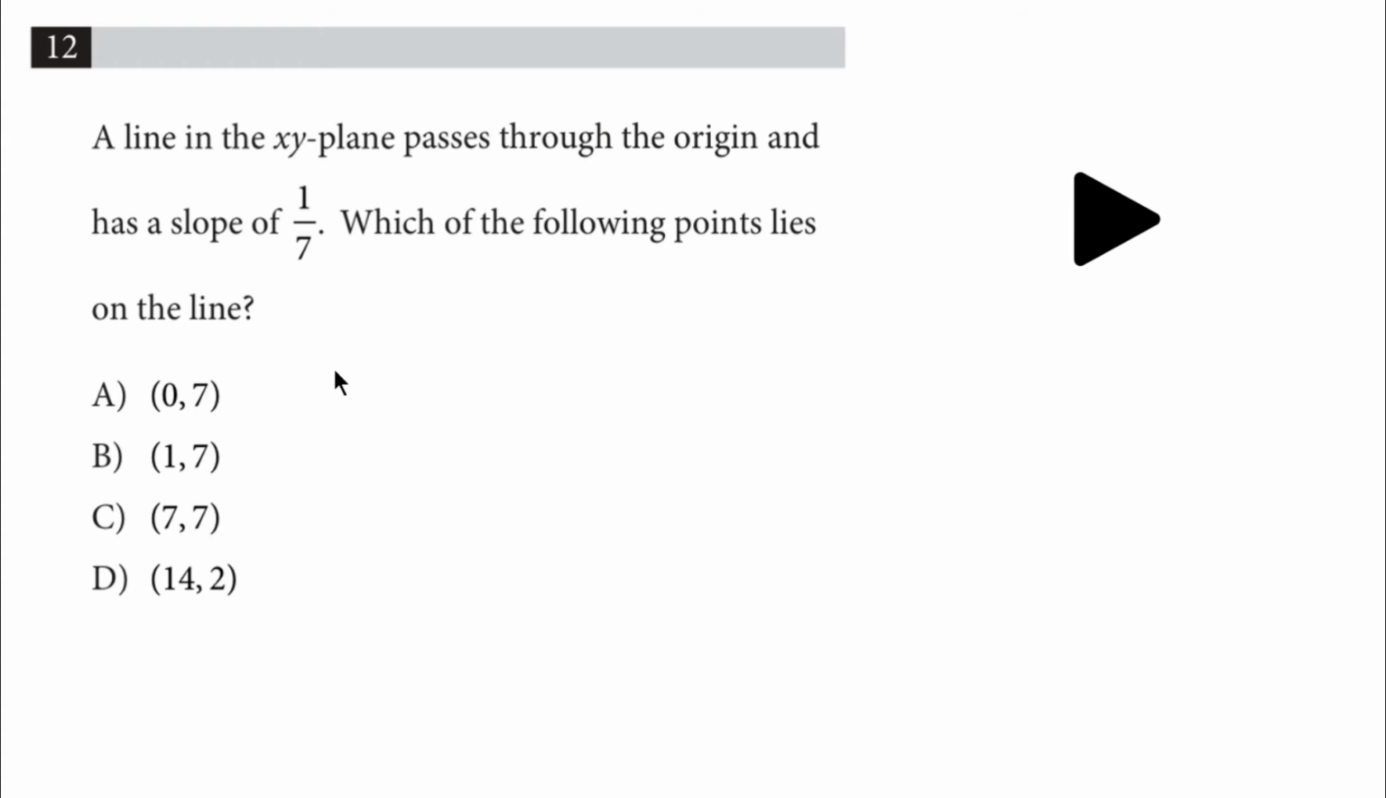A line in the xy plane passes through the origin and has a slope of 1 over 7. Which of the following points lie on this line? Guys, if this line passes through the origin, it looks something like this, right? Something like this. That means the y-intercept of this line is 0.